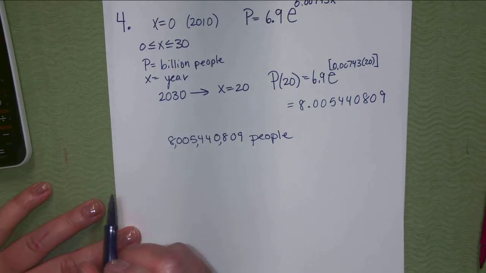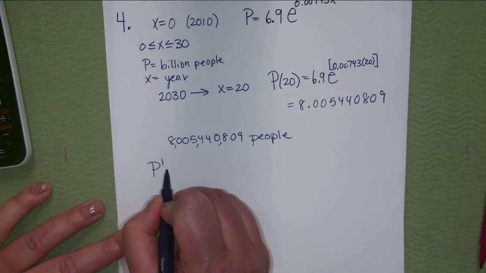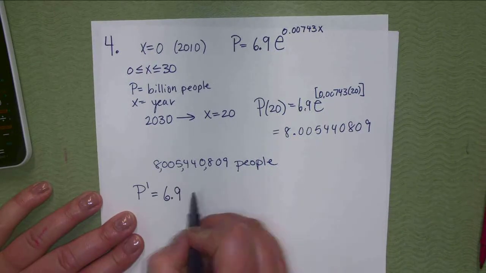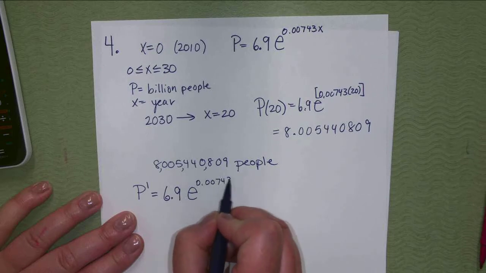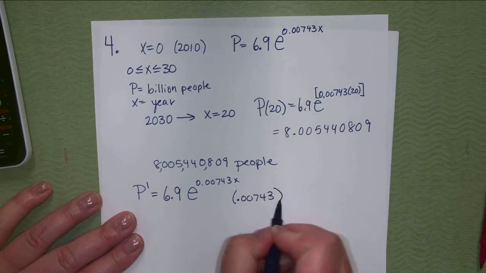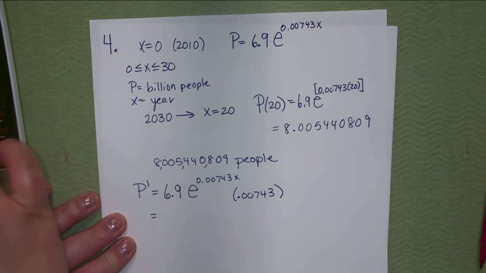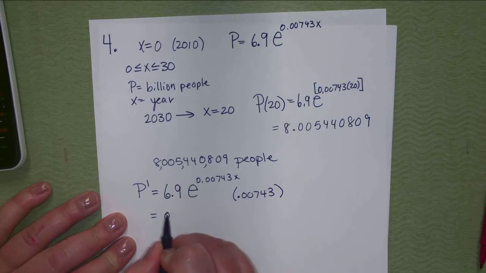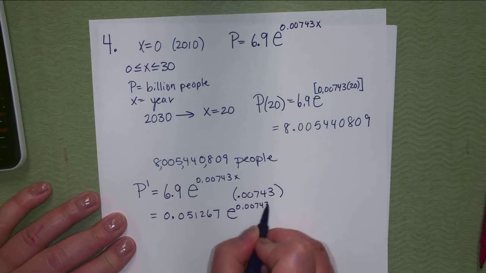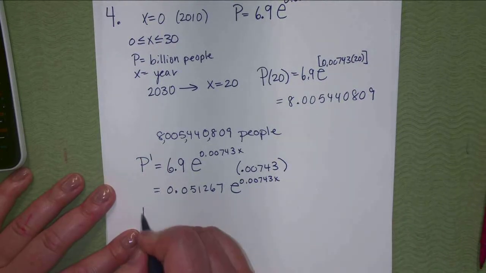Okay, and then it says the rate of change of the world population. So we need the derivative. Okay, so here's our function. So 6.9 is a constant. Derivative of an e, you rewrite the e, times derivative of the exponent. I just multiplied the 6.9 and that decimal. You wouldn't need to. It's asking for us to plug in 20.